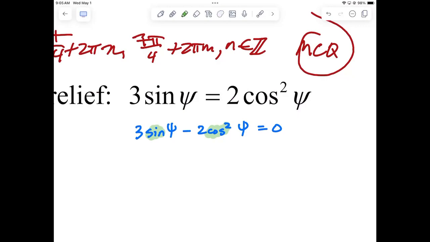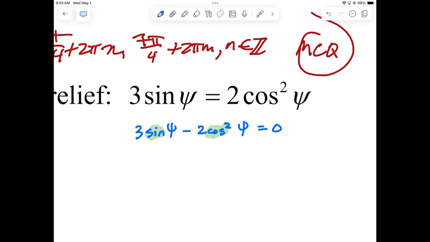So it would be nice if they were both sine or both cosine so I could pull out a common factor. So here's my question to myself. Can I write sine of theta or sine of x or sine of psi in terms of cosine? Or can I write cosine squared in terms of sine squared? I can write cosine squared in terms of sine squared by way of the PIDs, don't I?